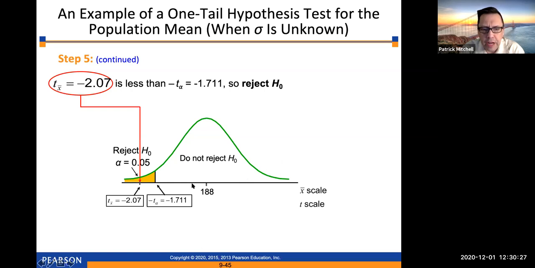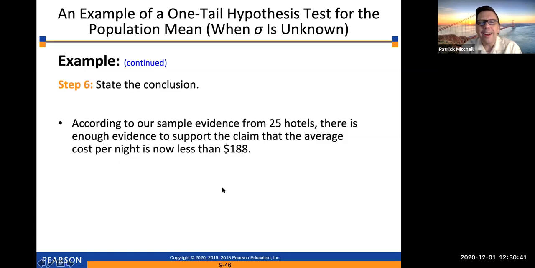Okay, and there's the picture that I like. So there's the rejection region that we saw a couple slides ago. The calculated test statistic, negative 2.07, clearly falls within that region. All right, so then the conclusion stated in a good English sentence that talks about this particular problem could go something like this. According to our sample evidence from 25 hotels, there is enough evidence to support the claim that the average cost per night is now less than $188. So it appears that the travel agent is correct.